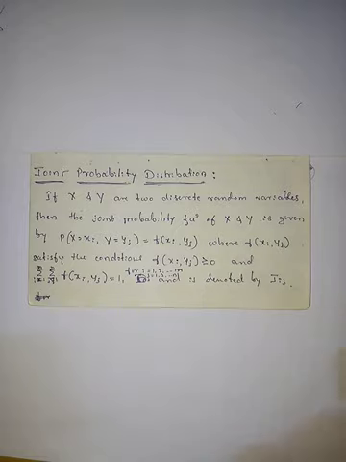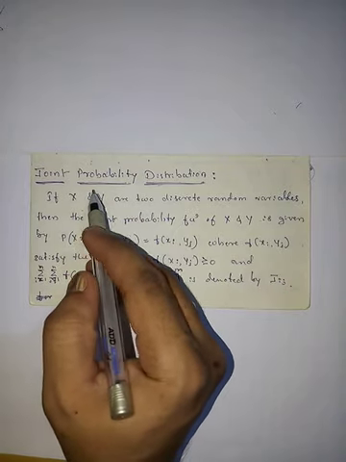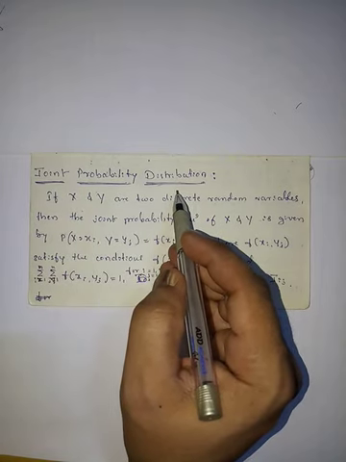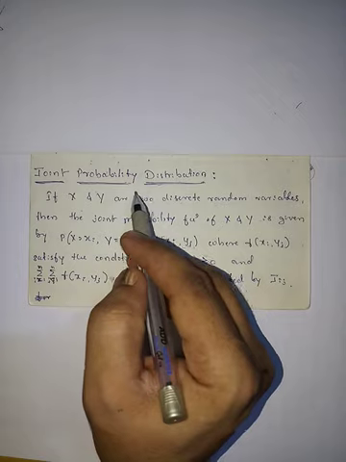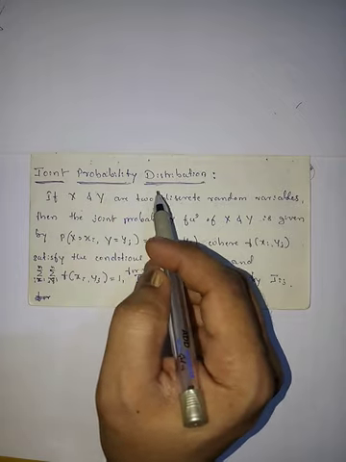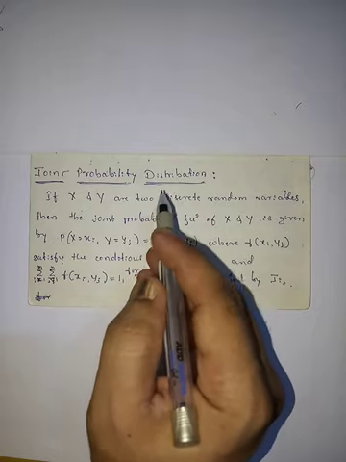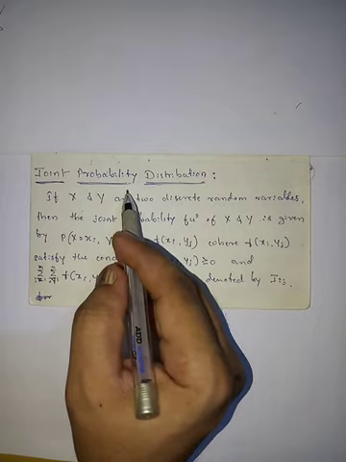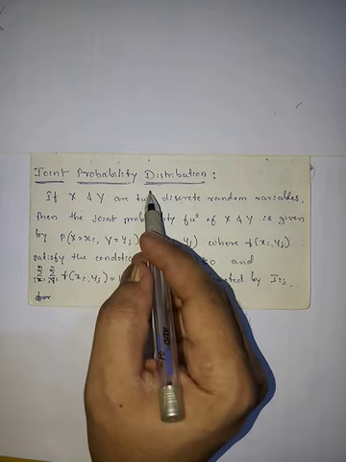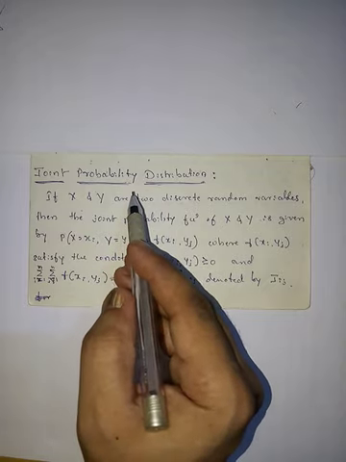Hello students. Now we are going to discuss the concept of joint probability distribution. So in the previous video we discussed some basic definitions about the probability and the probability distribution and the types like discrete random variable, continuous random variable. So those definitions we discussed in the previous videos.